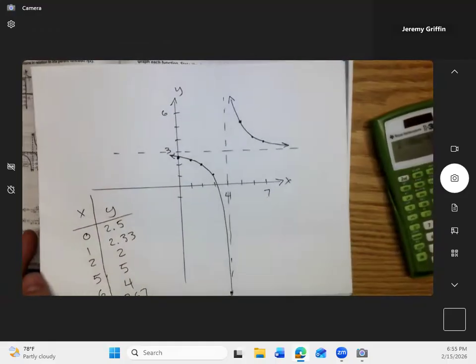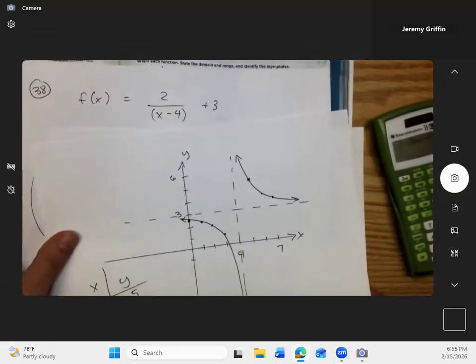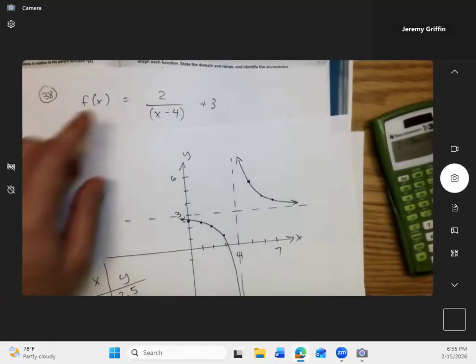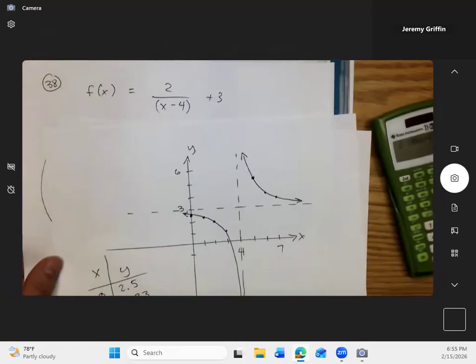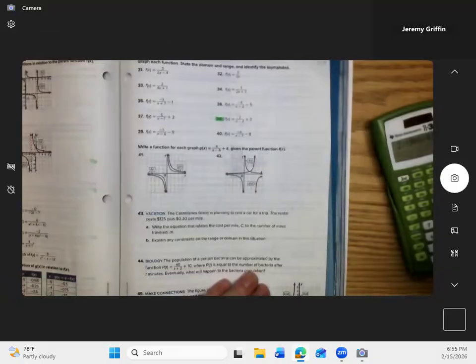everything's lining up. Looks good. Yeah. Oh, and there's the equation that we've been graphing. So it's that right there. All right, one more.